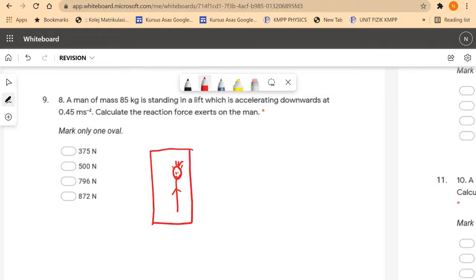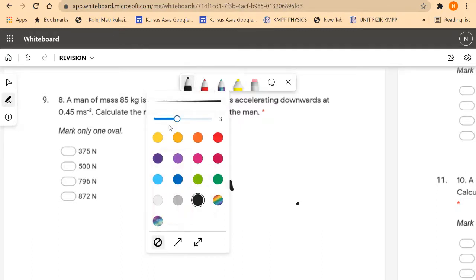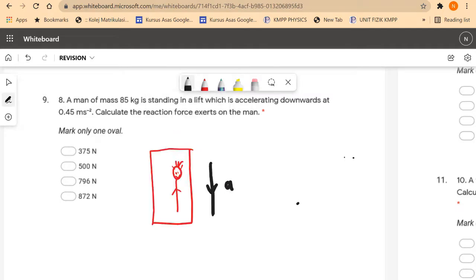Okay, in a lift, accelerating downward. So it has acceleration downward. Calculate the reaction force exerted on the man. Reaction force means the N.